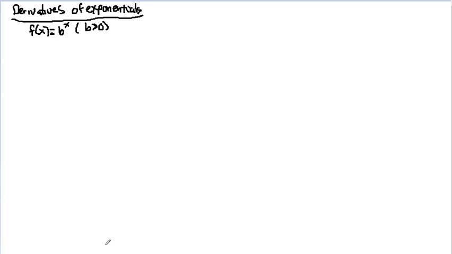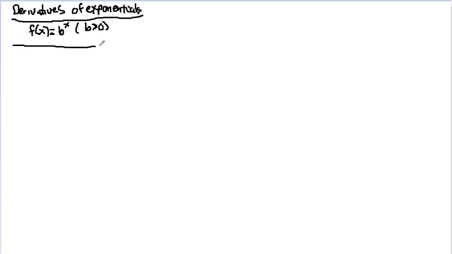Okay, we are going to talk about derivatives of exponential functions today. And so here we have an exponential function. b is just some positive real number. It might be 2 to the x, it might be 3 to the x, it might be 10 to the x, it might be 2.97325 to the x. And I just want to figure out what the derivative is.